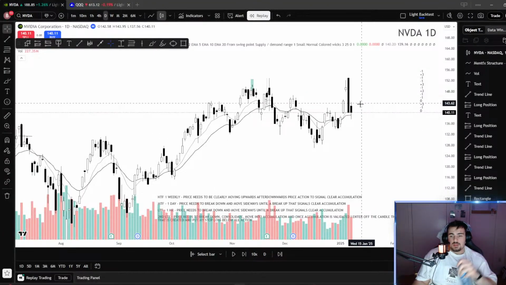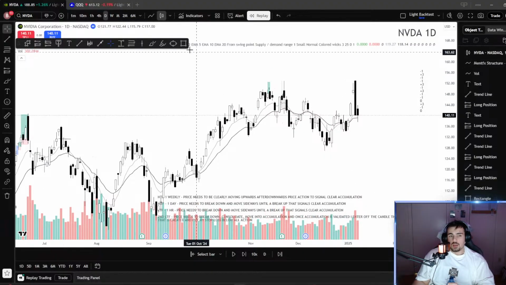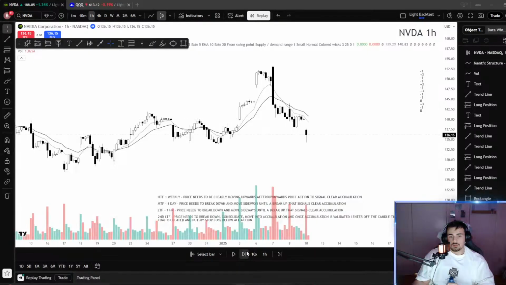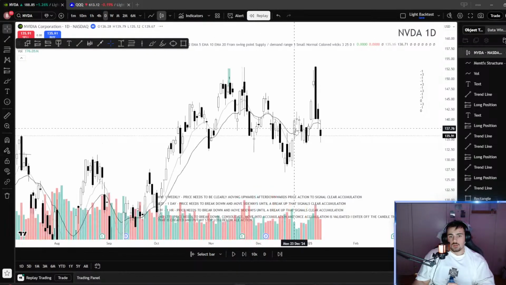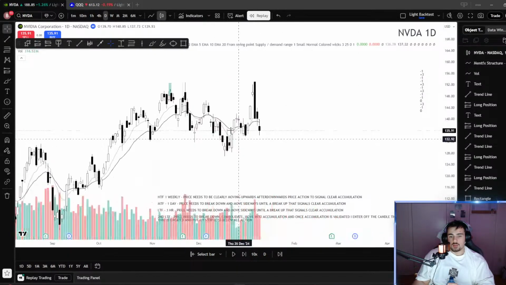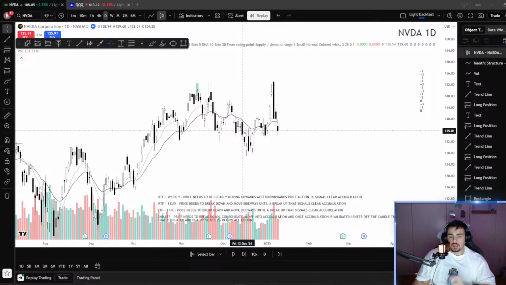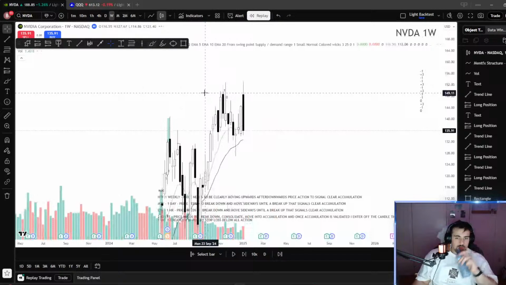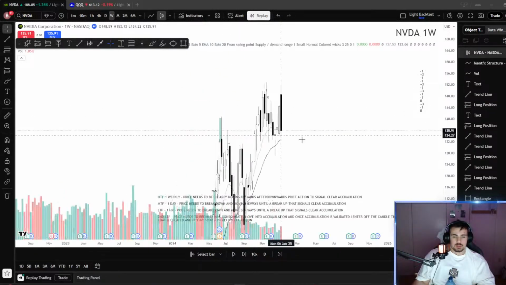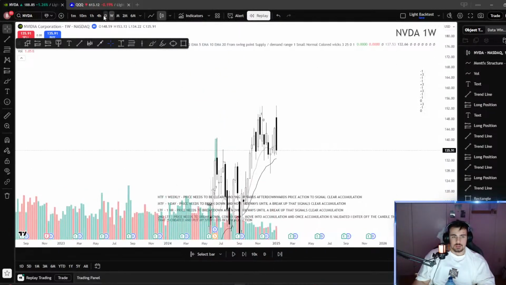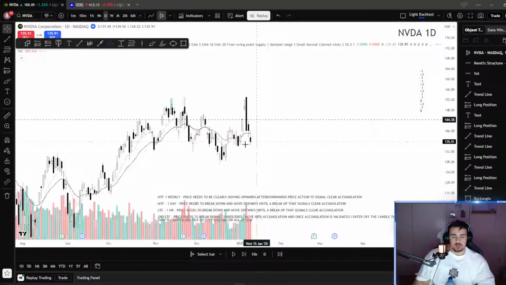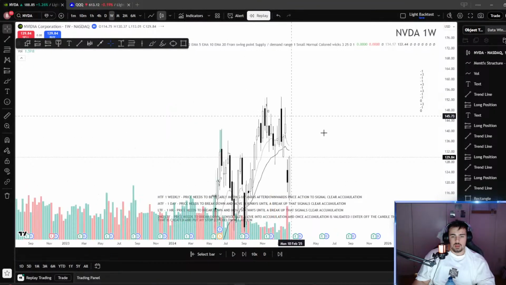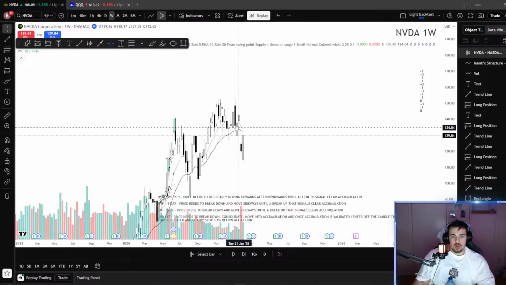Now, this pullback on the daily, it's super strong. I just want to see some proof that this is going to hold here. And no, it just comes down even lower. So, yeah, daily's not looking the greatest here. Fails, fails. And yeah, I wouldn't even touch it here. Weekly now failed as well.